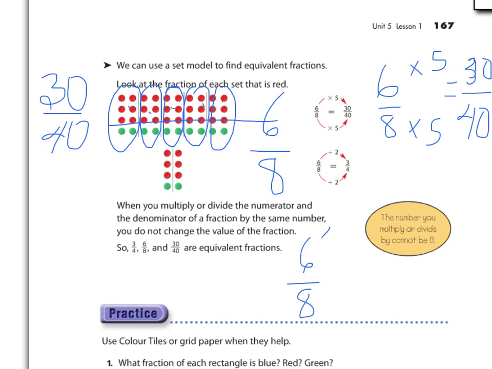Maybe I only want 2 sets for me and my best friend. I'm going to times by 2. 6 times 2 is 12. 8 times 2 is 16. So that would also be an equivalent fraction.